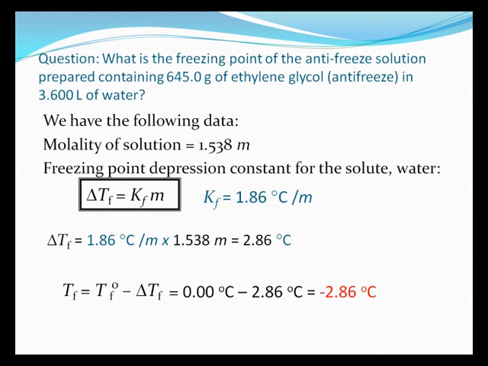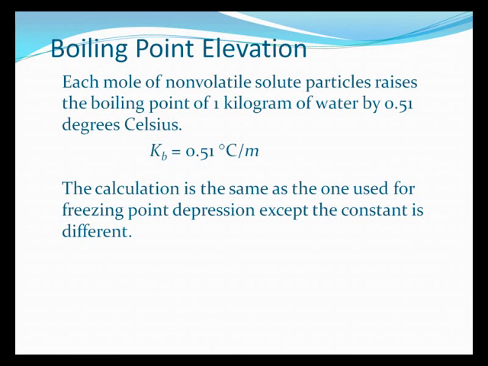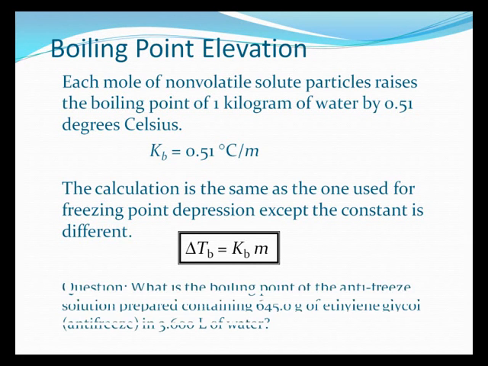Well, the other colligative property was boiling point elevation. Each mole of the non-volatile solute raises the boiling point of a kilogram of water by 0.51 degrees. K sub B is 0.51 degrees C over molality. The calculation of boiling point elevation is the same as the freezing point one, except the constant, of course, is different. So, what would that antifreeze solution boil at?